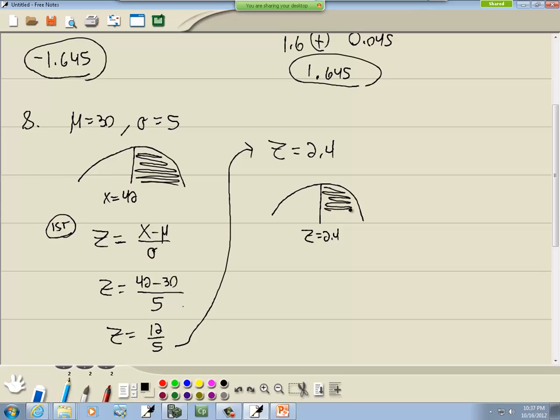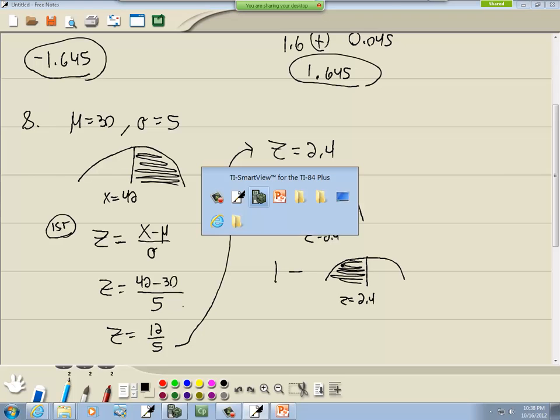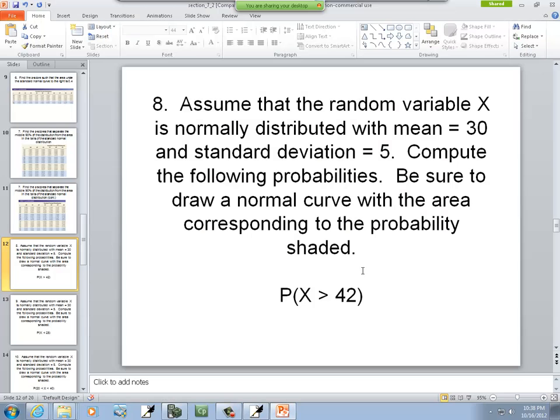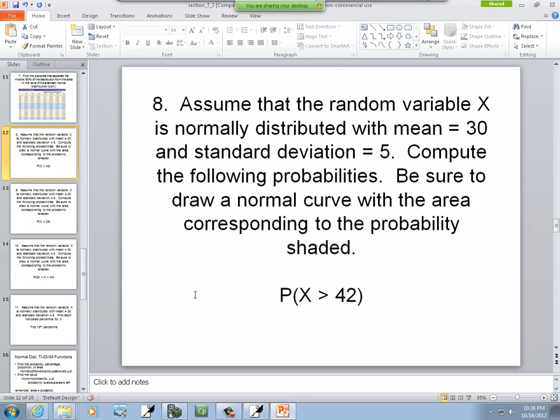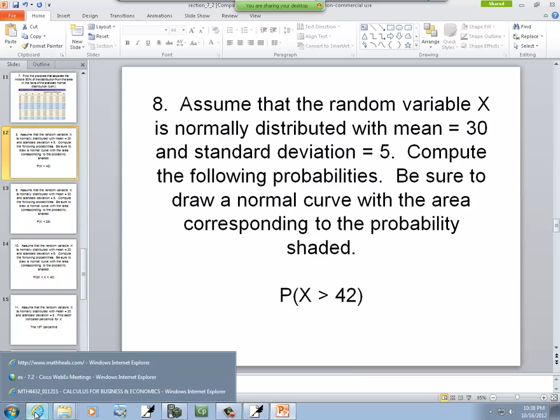And if you have it in terms of your z-scores, you can look it up in your table. But remember our table is based upon the area to the left. So I'm going to rewrite this as 1 minus, and then the z equals 2.4. And I don't think I actually put the tables on here, so I wonder if I can look that up.